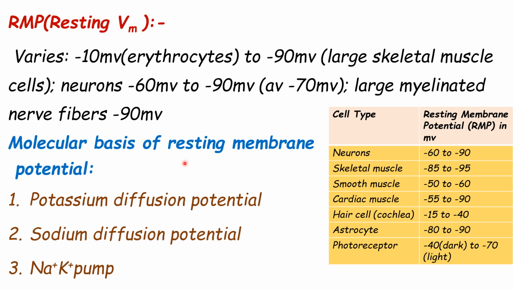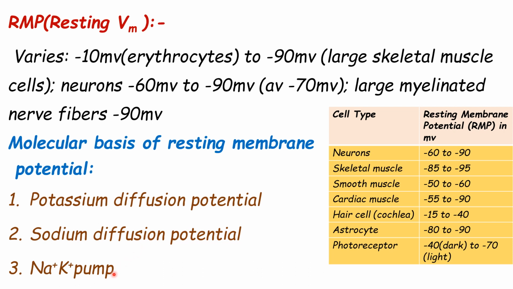Now what is the molecular basis of resting membrane potential? There are three main things: potassium diffusion potential, sodium diffusion potential, and the sodium potassium pump. I have written the sodium potassium pump in the third place. When we number things like this, with potassium diffusion potential first, it means it has more role to play in the resting membrane potential, then second comes the sodium diffusion potential, and then the sodium potassium pump.